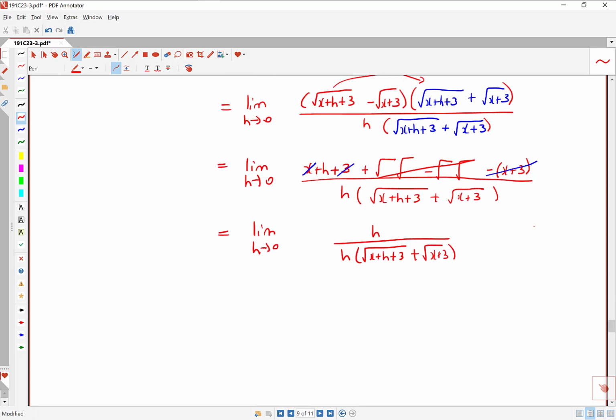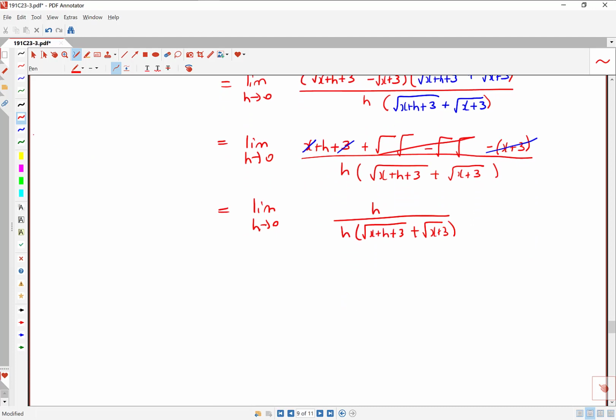Great, so now the factor of h is going to cancel from the top and the bottom. So think of that numerator as just being h times 1. So when we cancel the h, we've just got a factor of 1 on top. And this is the very first step now where we can actually evaluate. So we're going to drop the limit sign. We're going to plug in h equals 0. And what we're getting is 1 over root x plus 3 plus another root x plus 3.